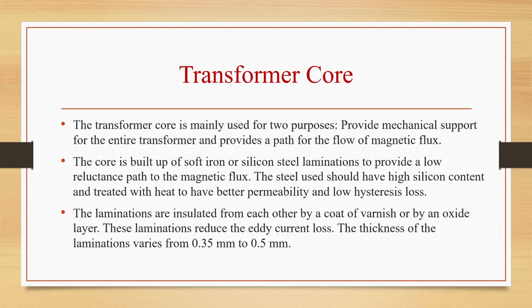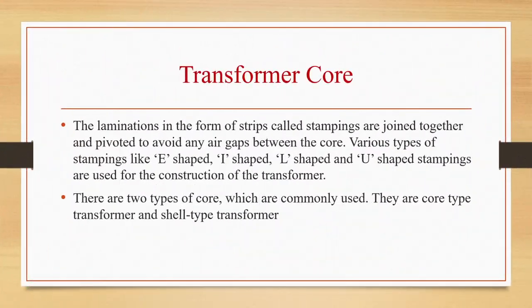So why are we laminating the core? The core is laminated to reduce the eddy current losses, and to reduce the hysteresis losses, we are using a material of high silicon content. The thickness of the laminations will vary from 0.35 mm to 0.5 mm. Laminations in the form of strips called stampings will be joined together and riveted to avoid any air gaps in the core. Various types of stampings are E-shaped, I-shaped, L-shaped and U-shaped, and these are used for the construction of a transformer.